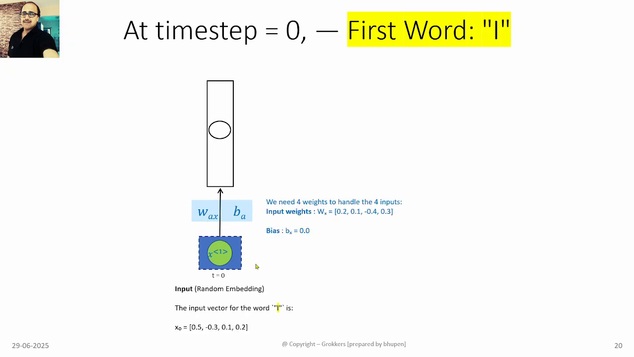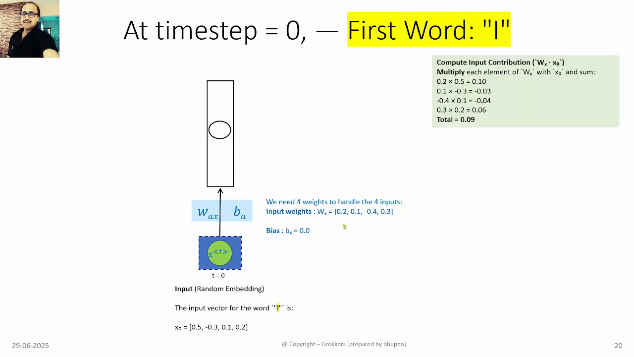Since the input consists of four-dimensional vectors, we need four weights as well in the weights matrix. So the input weights will be 0.1, 0.2, and so on and so forth. Essentially, the number of features in the weight matrix will be the same as the number of features in the input. In this case, the bias is 0 because we are taking a one-dimensional hidden state.